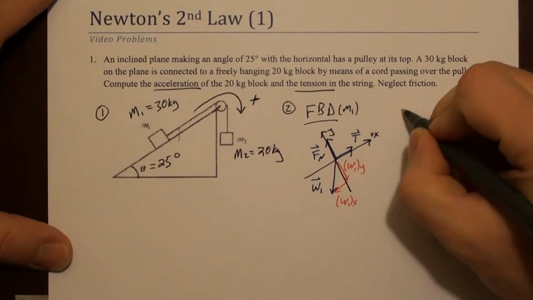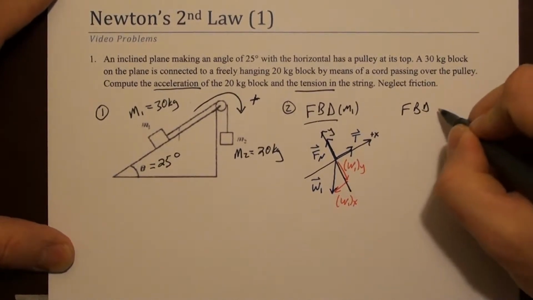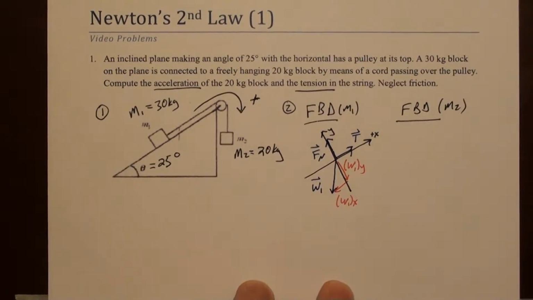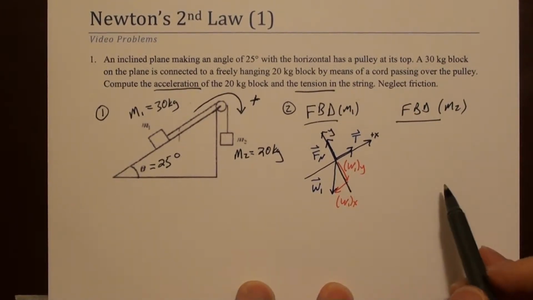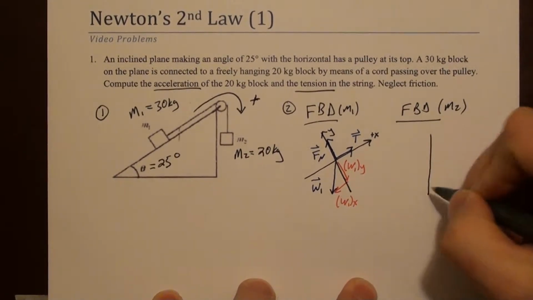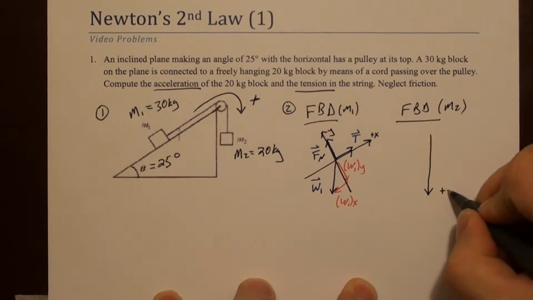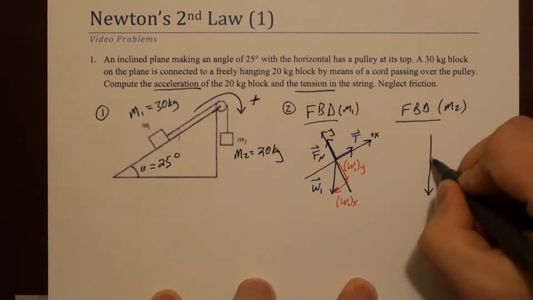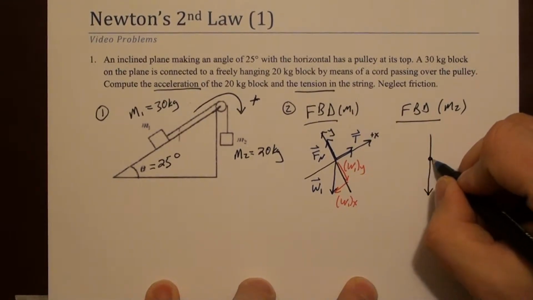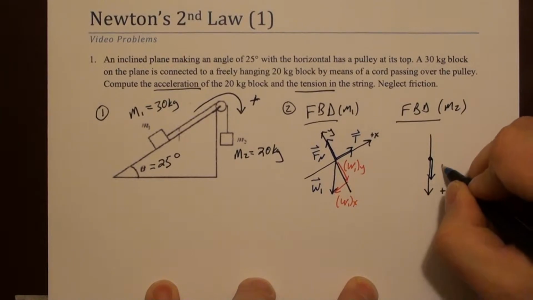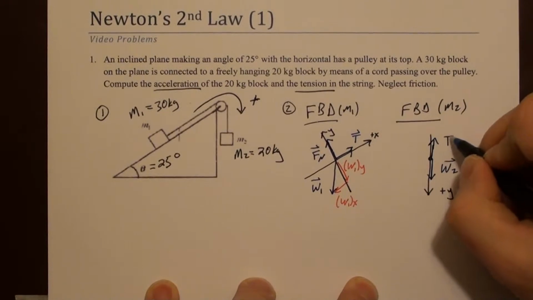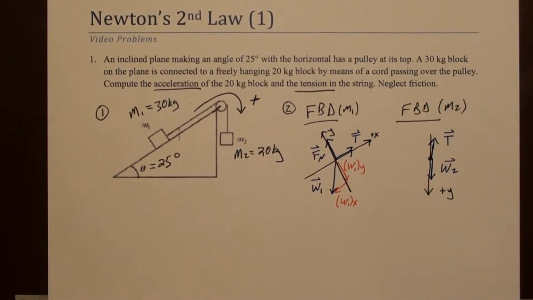Okay, and we can draw a free body diagram for mass 2 as well. This one's significantly easier because we don't have to think about the x direction. There's nothing interesting happening in the x direction. But we did call down positive. So I'm going to make sure I draw my axes that way. Here's our block. It has some weight that points downward, so this is W2 down. And the tension on this block points upward. Okay.